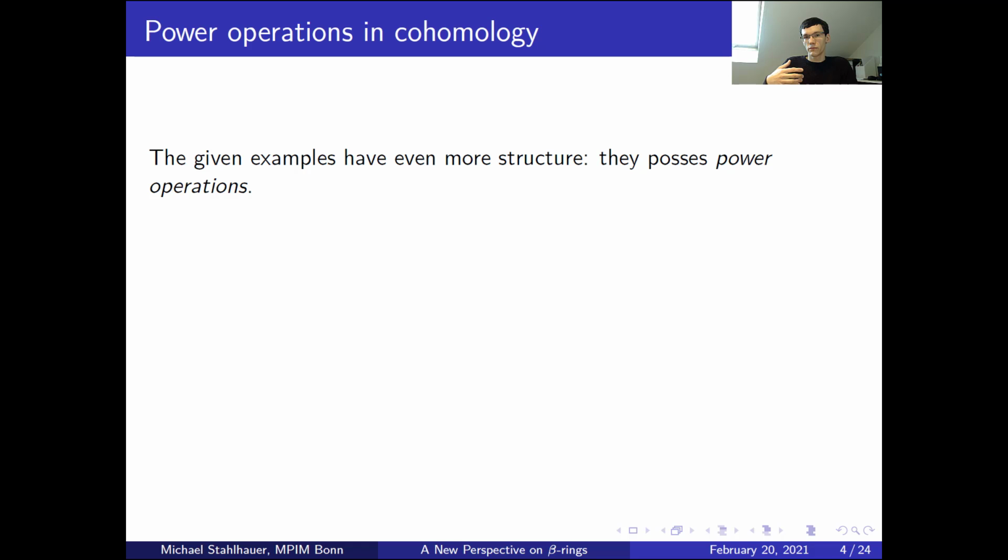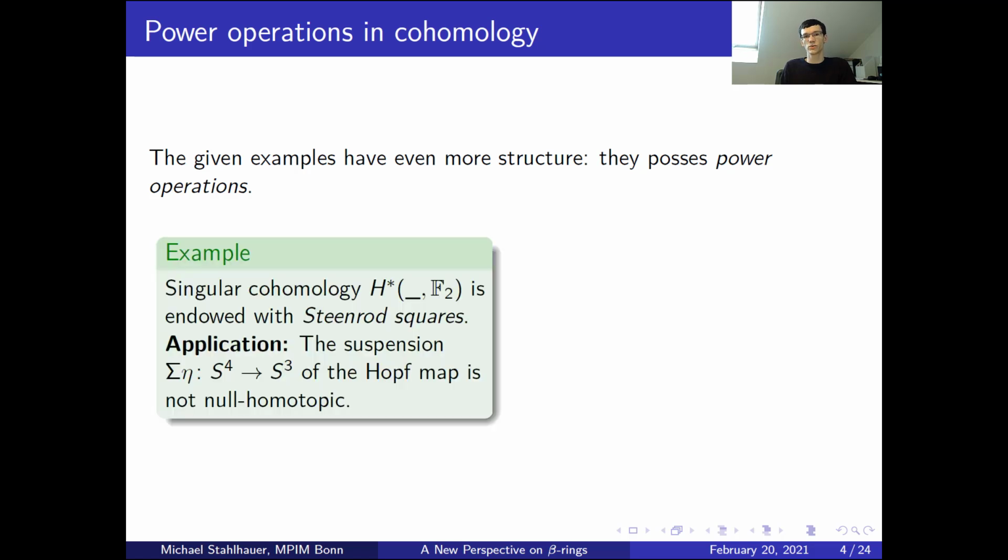And we can go even further and put even more structure on our cohomology theories. One example of this are power operations. Maybe the first example you see when starting to learn algebraic topology are Steenrod squares. The Steenrod squares are power operations on singular cohomology with F2 coefficients, and they allow us to also conclude that the suspension of the Hopf map is not null-homotopic. This then is an element in the first stable homotopy group of the spheres, and this group is Z mod 2 on exactly this generator.